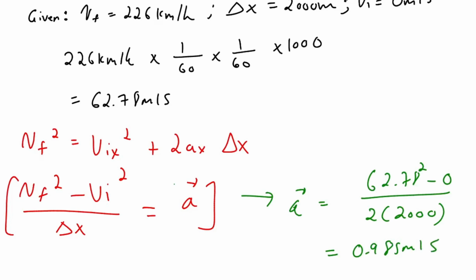Now something to remember is that your teacher may want units in your calculations. Some teachers won't. But yeah, so that should be your final answer, which is 0.985 meters per second squared. And that's it to solving this problem.